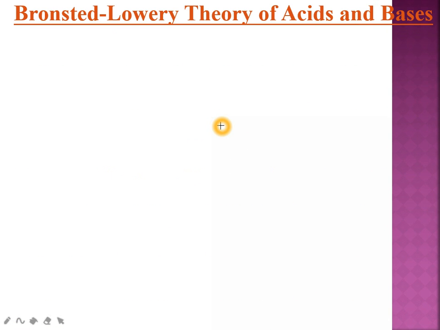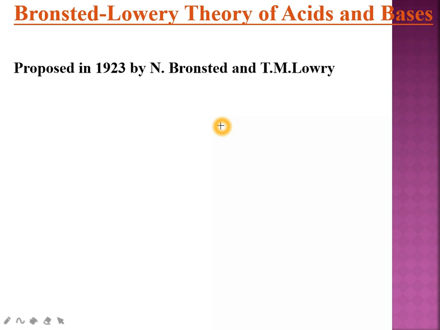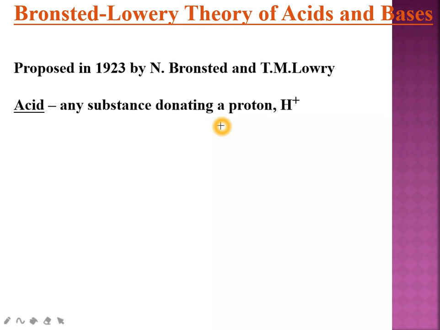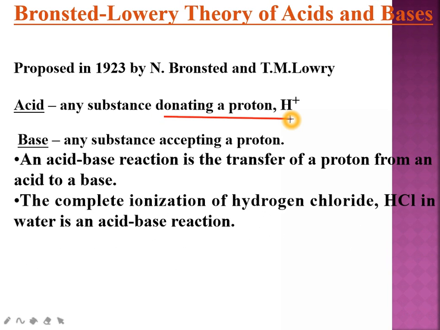Now we can discuss the Lowry-Bronsted theory of acids and bases. This theory was proposed in 1923 by N. Bronsted and T. M. Lowry. According to this theory, an acid is a substance that donates a proton, H+ ion, and a base is a substance that accepts a proton. So an acid-base reaction is a transfer of a proton from an acid to a base.